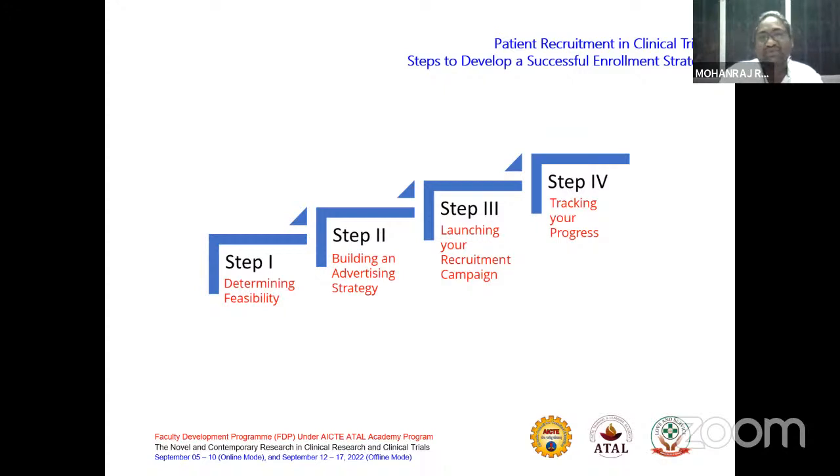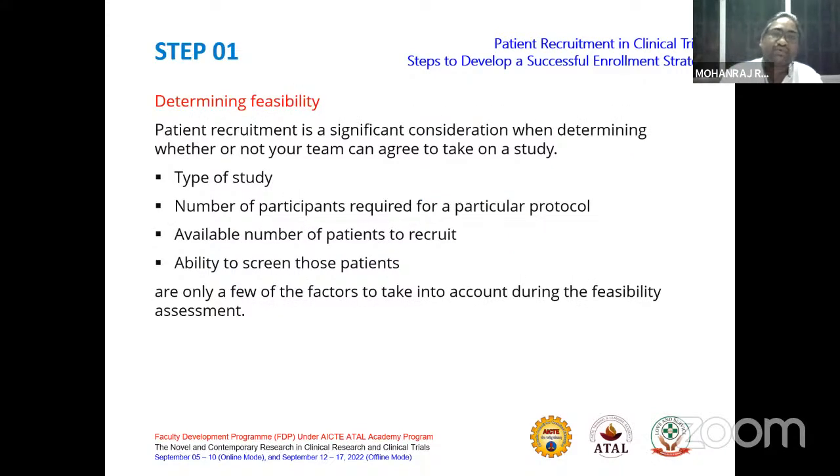So the further steps are 3 and 4. Step 3 is launching your recruitment campaign, and step 4 is tracking your progress. All these 4 steps run parallelly in terms of correlation, and all of them are going to define the outcome of the particular research. Patient recruitment is thus considered the hallmark of clinical research or the trial. Let us get into a detailed debriefing of the 4 steps.